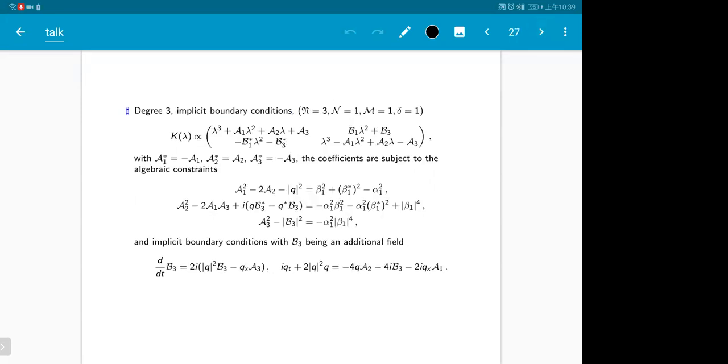If we increase the order, we go to another case of implicit boundary conditions. You have A1, A2, A3, and B1, B3. A1, A2, A3 are constrained by this nonlinear system, and your boundary conditions read like this. In this case, B2 and B3 can be interpreted as additional fields.